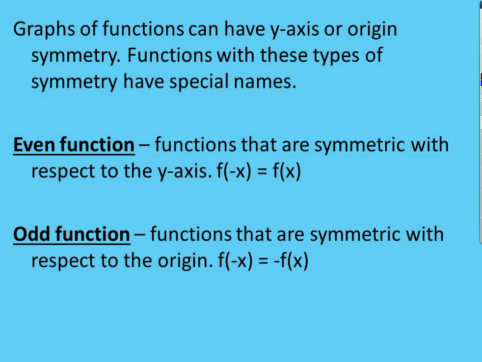So when we look at graphs of functions, we can have graphs that are symmetric about the y-axis or the origin. These types can also have different special symmetries. They can be even functions or they can be odd functions. Even functions are functions that are symmetric with respect to the y-axis, and we know that f of negative x is equal to f of x. So that means if I replace each of my x values with a negative x and I simplify my equation, it'll still look exactly like it did before I started.